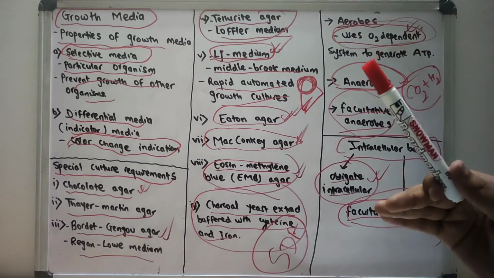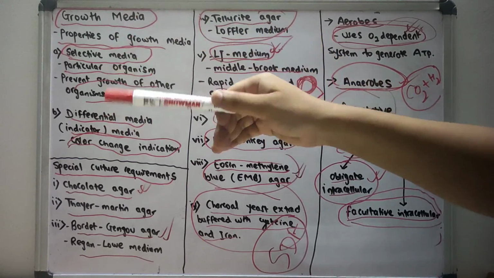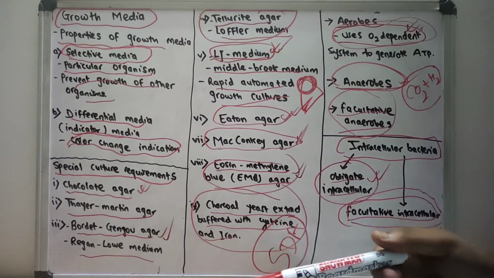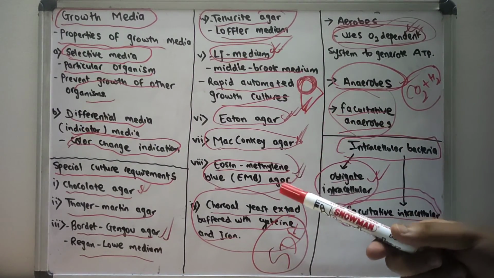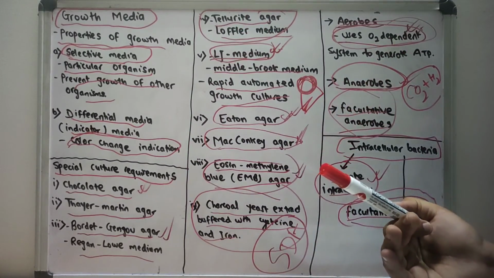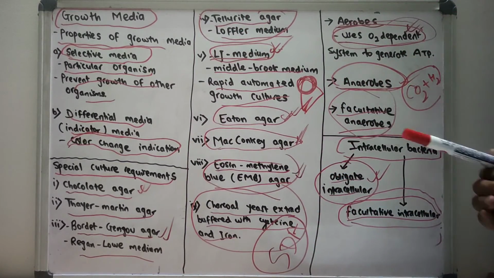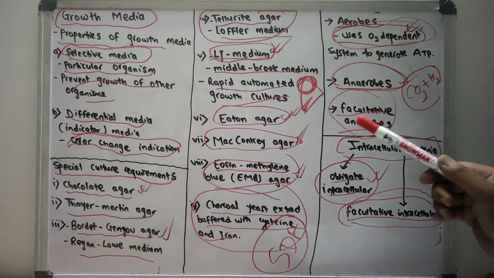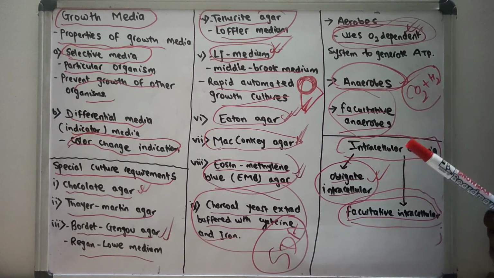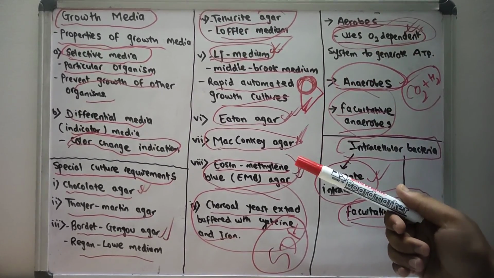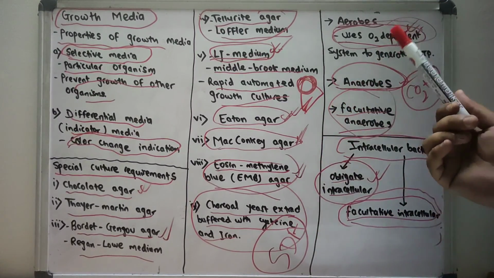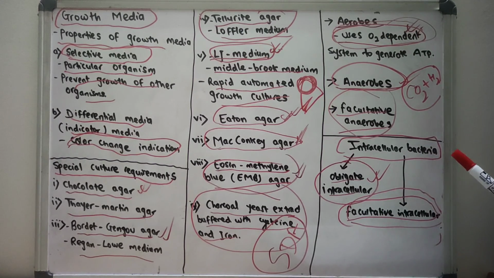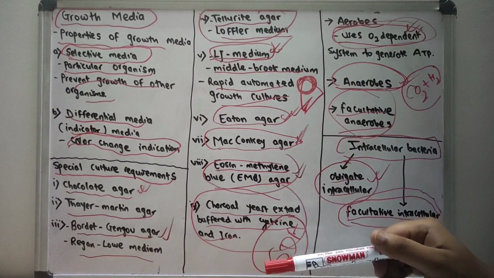So this was the explanation of the growth media. You have to know that growth media are specifically of two types: selective media and differential media. We discussed the various special culture requirements and the various bacteria that can be grown in these cultures. We also discussed aerobes, anaerobes, and facultative anaerobes, and the various intracellular bacteria that can be divided into obligate intracellular and facultative intracellular. So this concludes our topic on growth media, special culture requirements, and the various bacteria like aerobes, anaerobes, facultative anaerobes, and intracellular bacteria. I hope you understood this topic. Thank you.